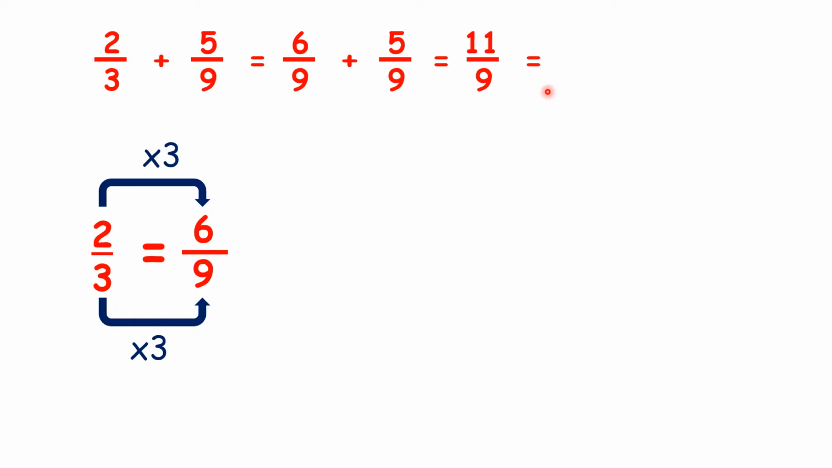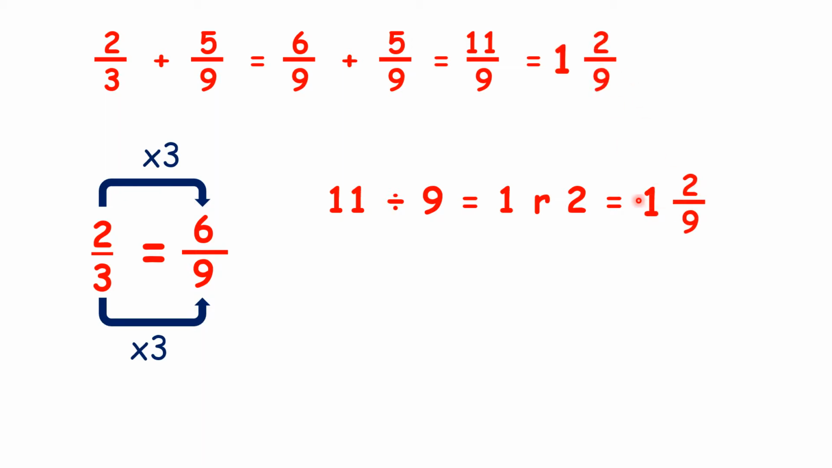But we can write this answer as a mixed number. Remember, a fraction is really a division, so we can get a mixed number from an improper fraction by dividing the numerator by the denominator. And that gives us 1 remainder 2, so that's 1 2/9, because 1 is the whole number, the remainder is the numerator, and the denominator stays the same.